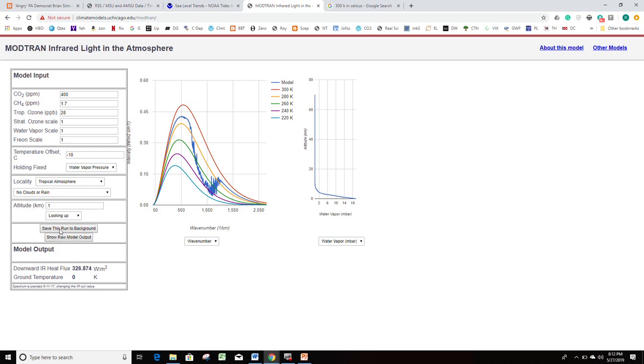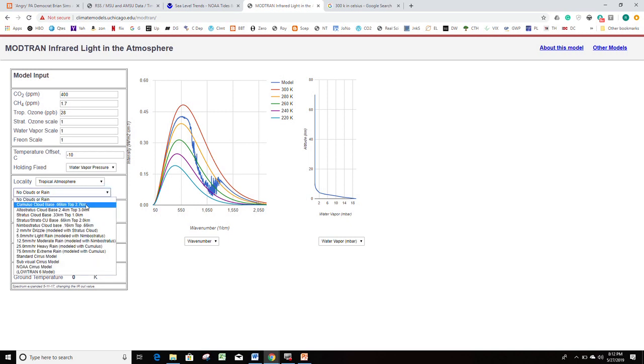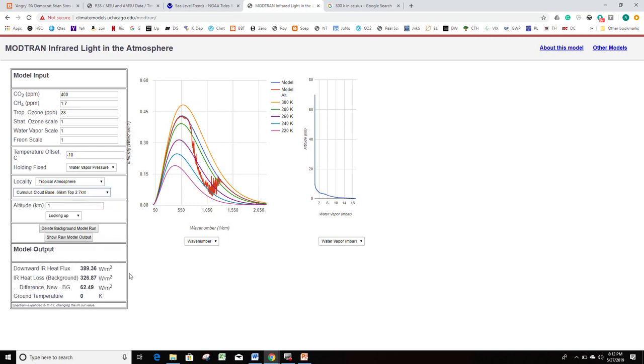All right, now we're going to save this run to the background. Okay, now I'm going to click that. Now we're going to change a setting, so watch what happens down here. Let's say we have a simple cloudy day. Watch this. The difference now, we went from 389 to 326. Right? It got a lot cooler, didn't it? Well, no, actually that's getting warmer.